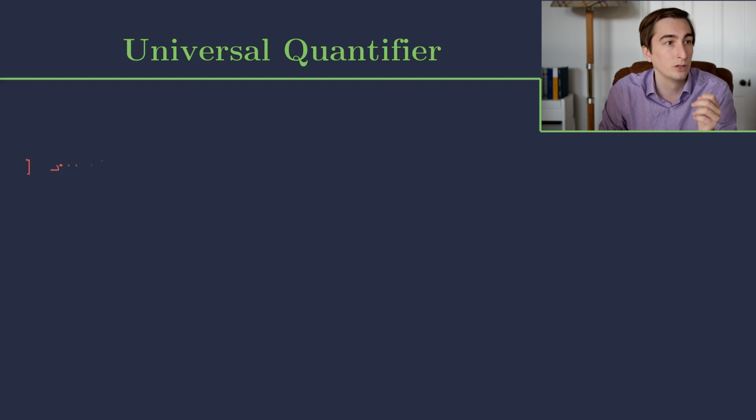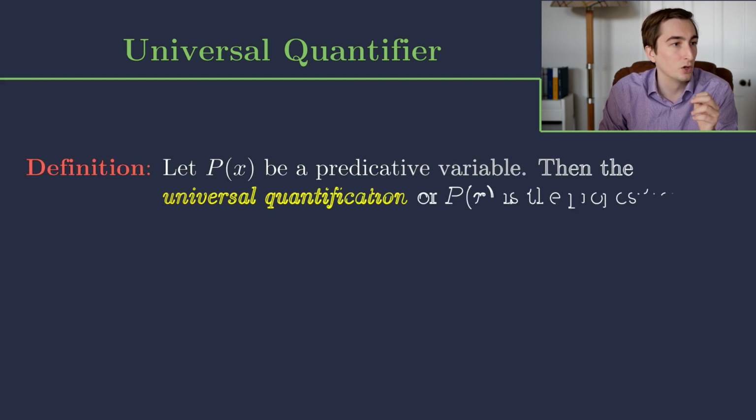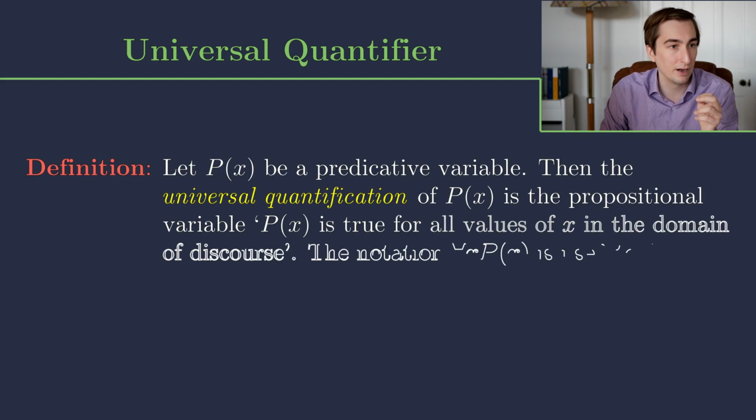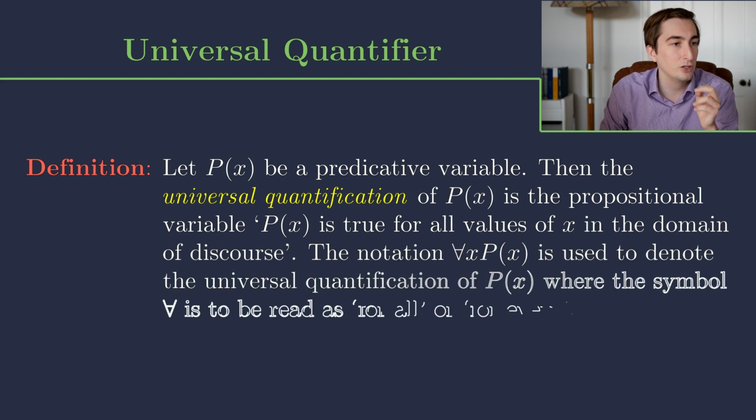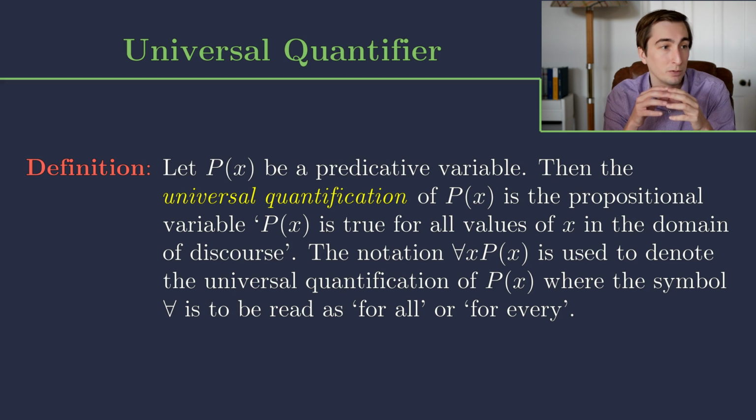Our first definition is that of universal quantifiers. Let P of x be a predicative variable. Then the universal quantification of P of x is the propositional variable "P of x is true for all values of x in the domain of discourse". We write the notation with an upside down capital A, ∀x P(x), to denote this universal quantification, and we read that symbol, this upside down A, as "for all", or sometimes "for every".